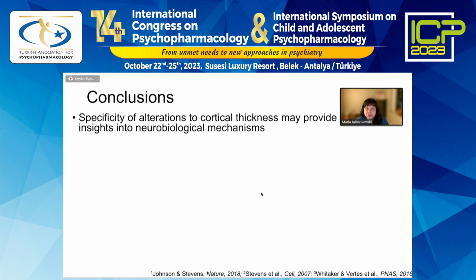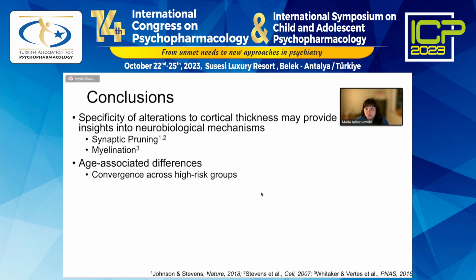So in conclusion, because these abnormalities were only found in cortical thickness measures, you can speculate about several different neurobiological mechanisms that might underlie these abnormalities. So thinner cortical thickness could reflect abnormal synaptic pruning or alterations in myelination. The age-associated findings might suggest other possible mechanisms.